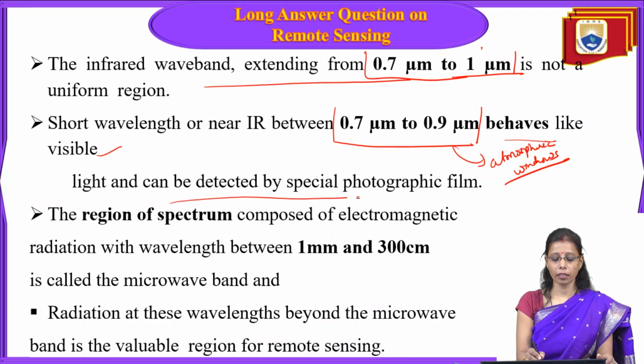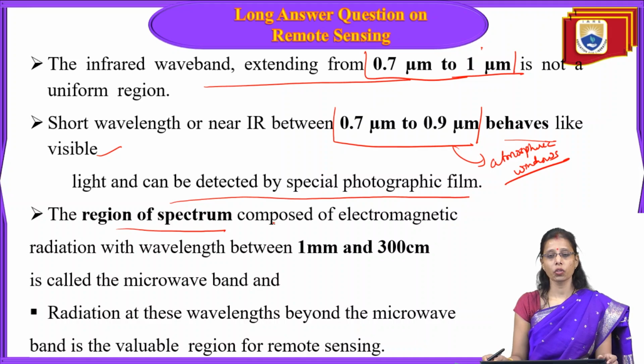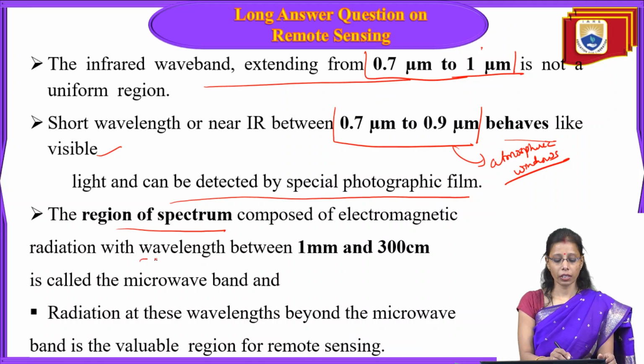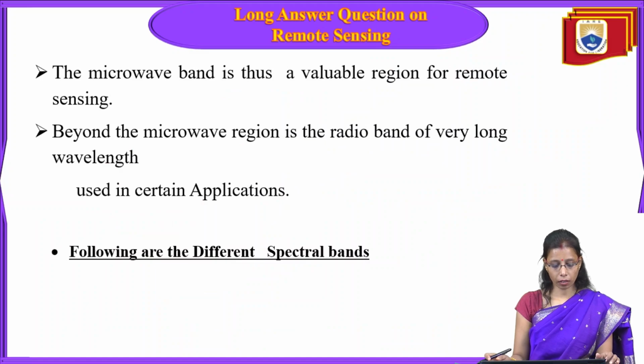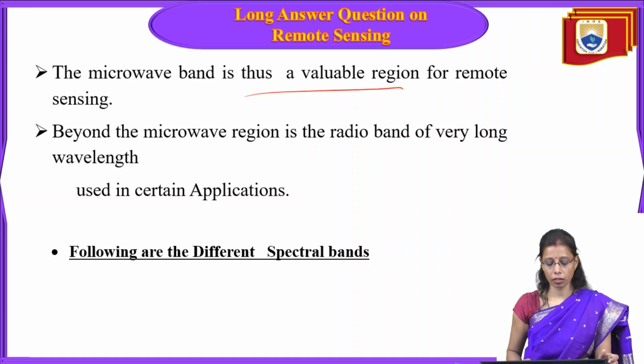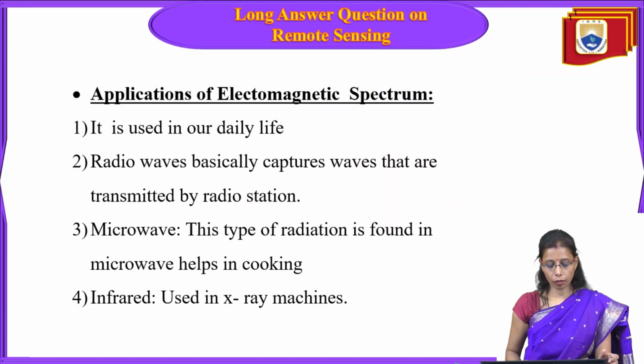Light can be detected by special photographic film. The region of the spectrum composed of electromagnetic radiation with a wavelength between 1 mm and 300 centimeters is called the microwave band, and radiation at these wavelengths is a valuable region for remote sensing purposes. Beyond the microwave region, there is a radio band of very long wavelength used for certain applications. So following are the different spectral bands here.